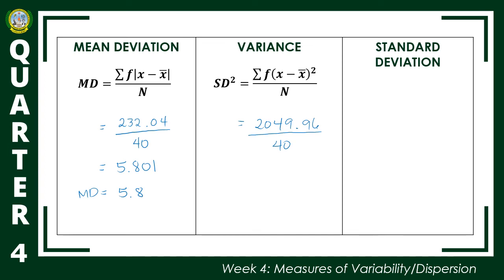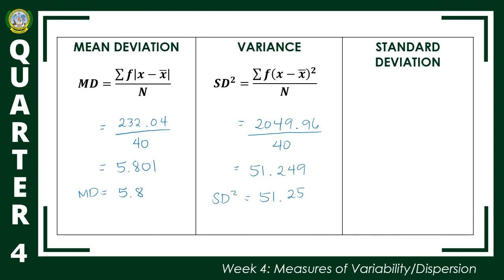Okay, we will get a quotient of 51.249. Let us round this value to the nearest hundreds, and we will get 51.25. So, 5 po siya kasi ang katabi niya ay 9. Kailangan natin mag-add 1 dun sa 4. Okay? So, ito na yung variance natin, 51.25.